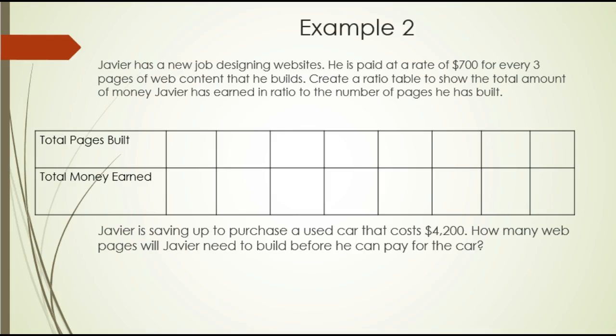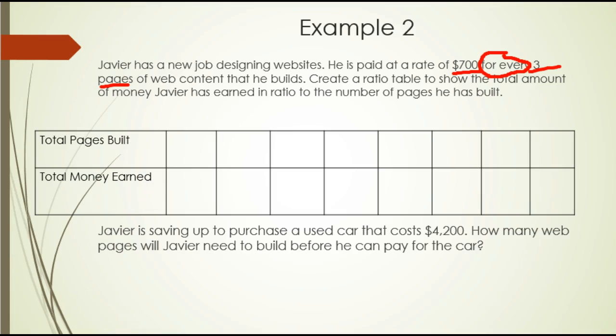Okay, so let's look at the solution for example 2. If I go back up and look at my problem, it says JVR has a new job designing websites. He is paid at a rate of $700 for every 3 pages. Here's my keywords in here: for every. Of web content that he builds. Create a ratio table to show the total amount of money JVR has earned in ratio to the number of pages he has built.